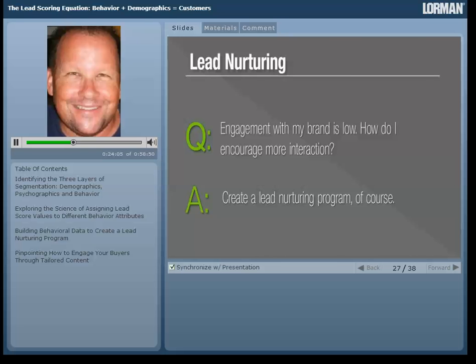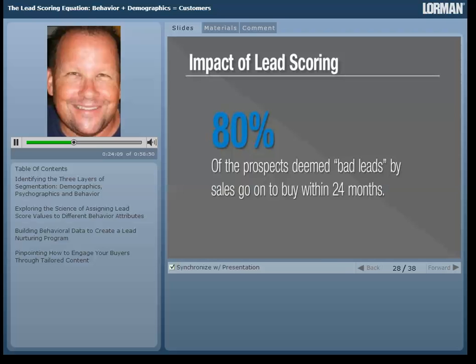So I like to share statistics as well, and it really helps highlight the types of trends that we're seeing. And this result is from Serious Decision, who conducted a survey and found that 80% of the prospects deemed bad leads by sales go on to buy within 24 months. And what this tells me is that the odds are the prospect you're nurturing is going to make a purchase within really a relatively short period of time.